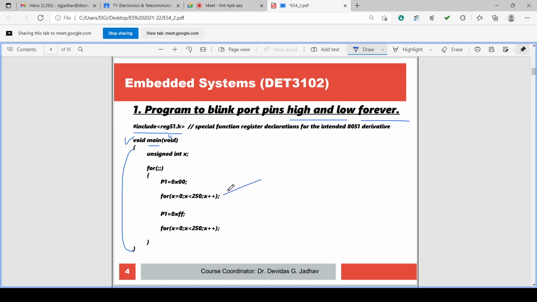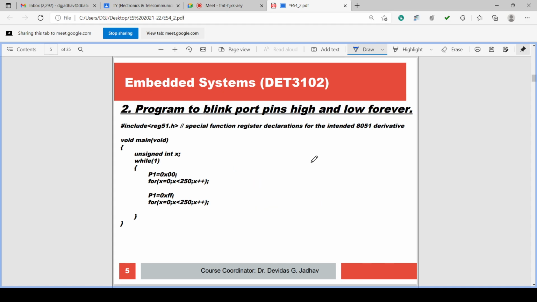To create the delay, a for loop is used. Port P1 is sent 0 and then sent 1, all 0, all 1. And this for loop is for forever, continuous, infinite time execution.